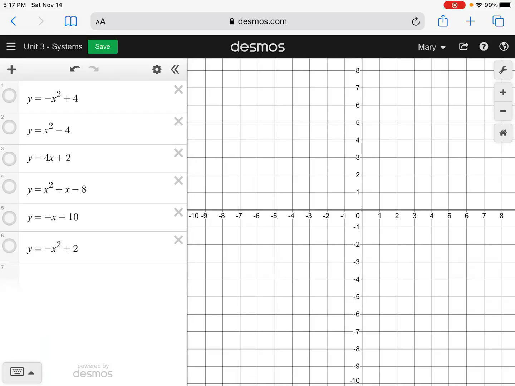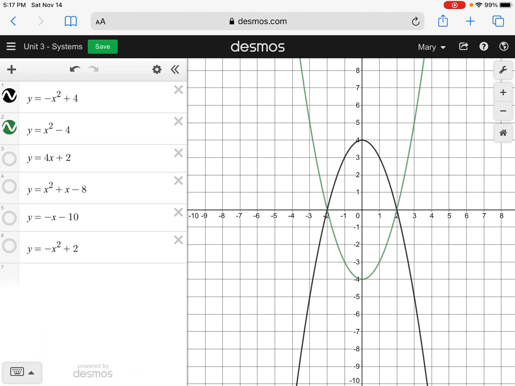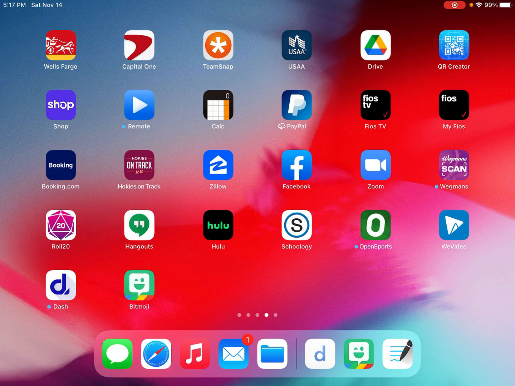All right, so let's go look at these two things. I have them entered in Desmos. Turn them on, and there they are. They are crossing. If you click on the intersections right there, it'll pop up the point 2, 0, and there's -2, 0. So those are my solutions.